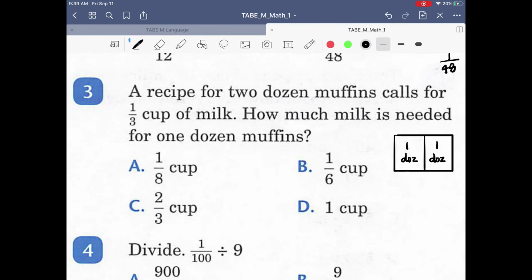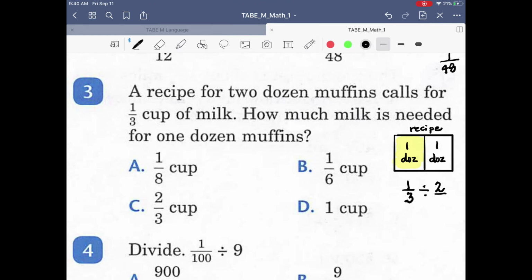That's 2 dozen, the recipe does. So the whole recipe is for 2 dozen muffins, and you need 1/3 cup of milk to make that whole recipe, both boxes of muffins. But we only want to make one of them. So we're taking that recipe and we're dividing it by 2. We're dividing it into 2 equal parts.